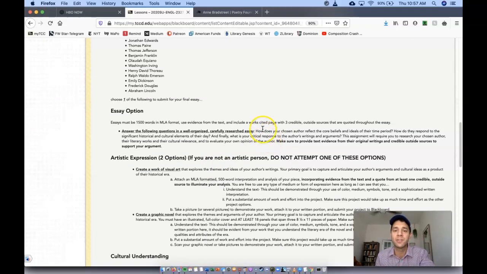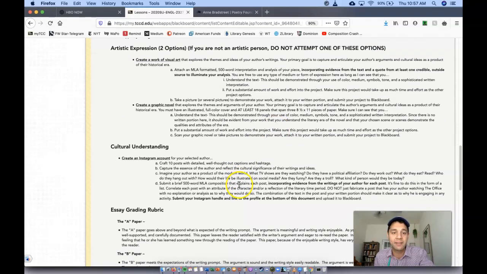And the key thing I want to focus on is the point of all the projects. How does your chosen author reflect the core beliefs and ideals of their time period? How do they respond to the significant historical and cultural elements of their day? And finally, what is your critical response to the author's writings and arguments? Okay? That's the same thing in everything that we're looking for here, right? So you're looking for ways of expressing how this particular author is contextualized within their own cultural time period, especially for the Instagram posts as well.